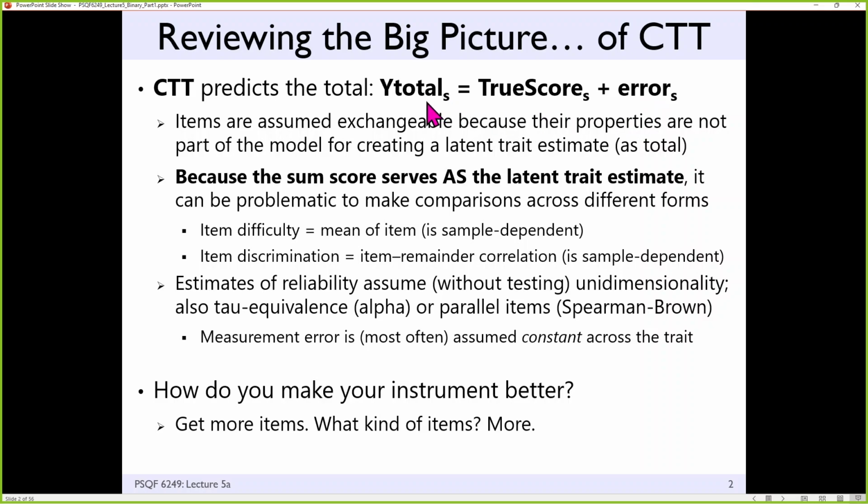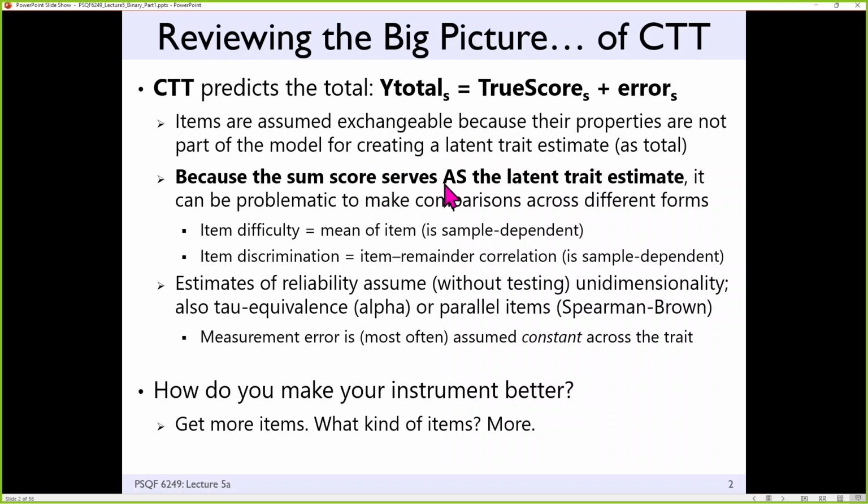The key thing that I want you to take away with respect to how that fits into this class is the idea that the model does not have anything about the items in it. The classical test theory equation is that your total, the sum across the items, or the mean, doesn't really matter, is a function of each subject standing on the latent trait, or what is known as true score, plus some amount of error. And because the items aren't in the model, we have to assume they're exchangeable. We don't have anything in here that would keep track of how difficult they are, how discriminating they are.